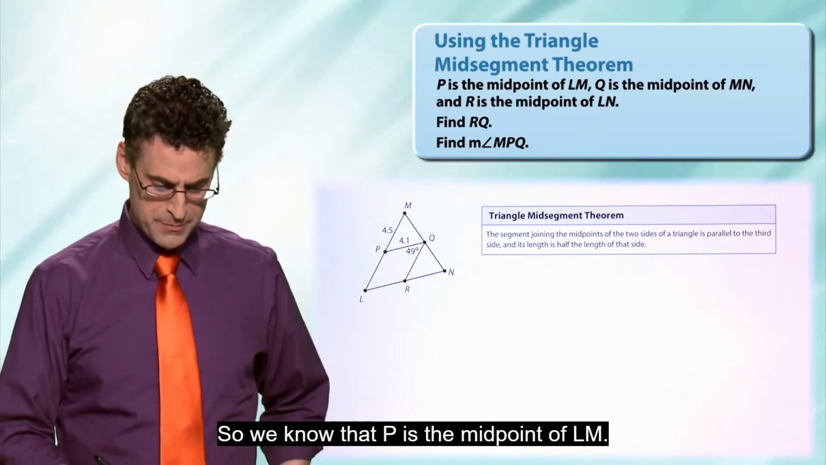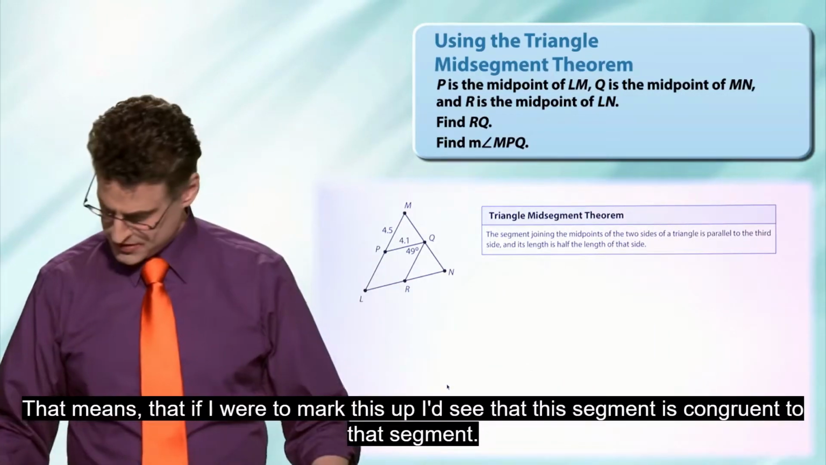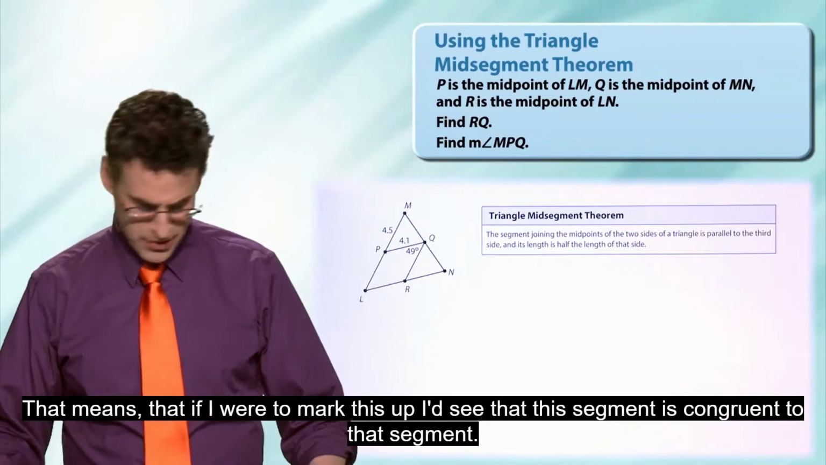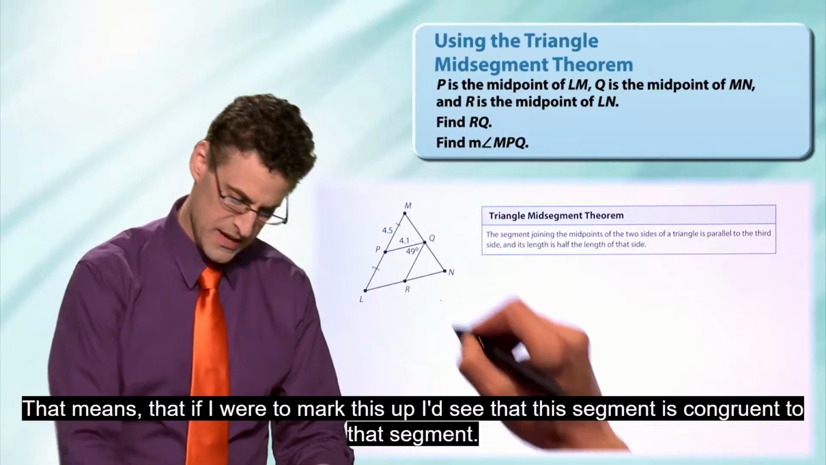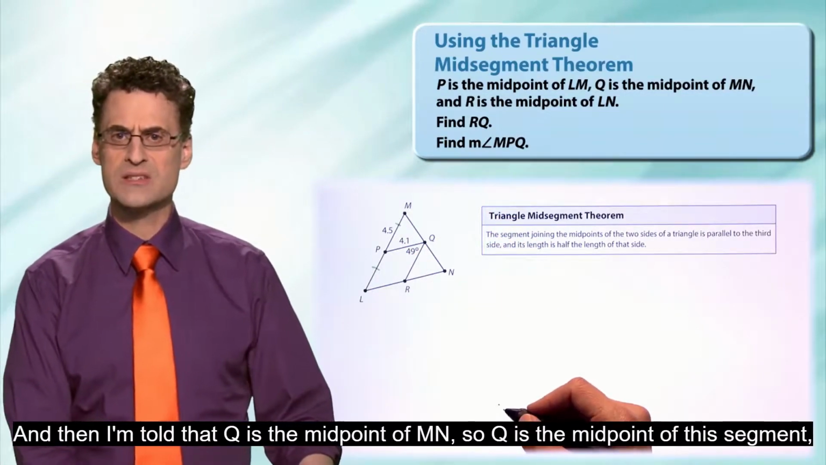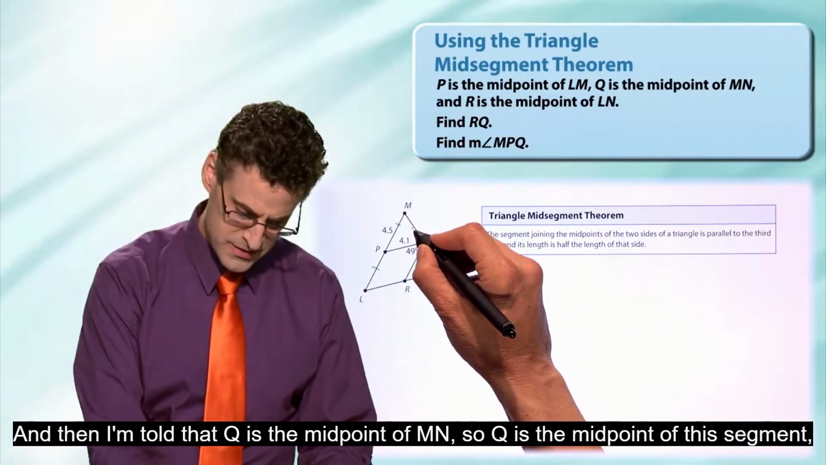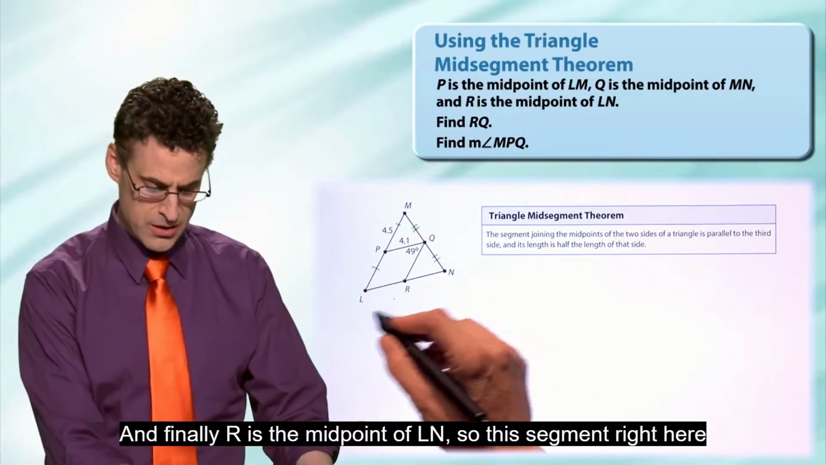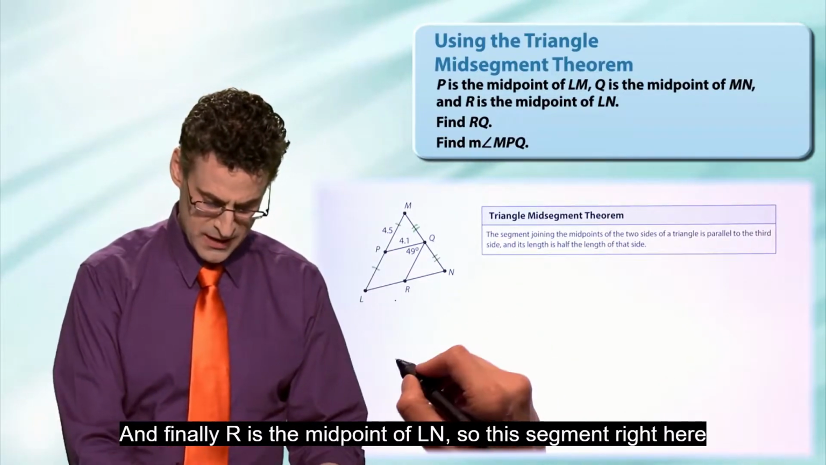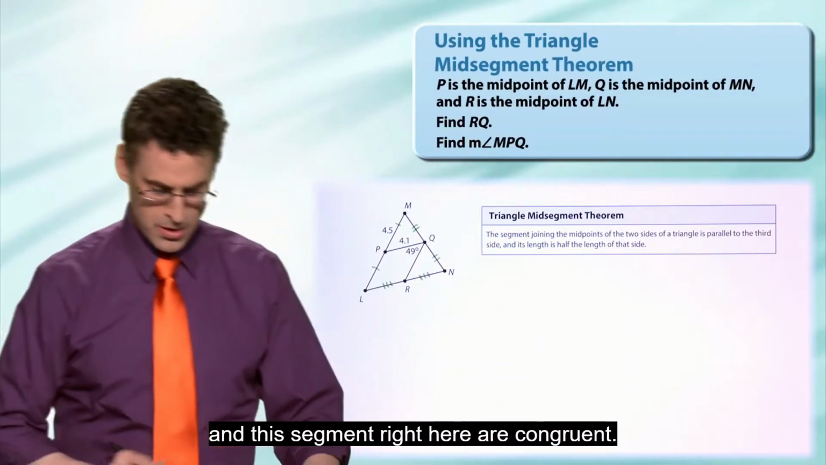So we know that P is the midpoint of LM. That means that if I were to mark this up, I'd see that this segment is congruent to that segment. And then I'm told that Q is the midpoint of MN. So Q is the midpoint of this segment, so this length will equal that length. They're congruent. And finally, R is the midpoint of LN. So this segment right here and this segment right here are congruent.